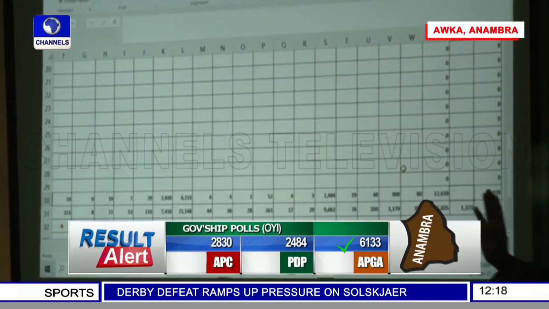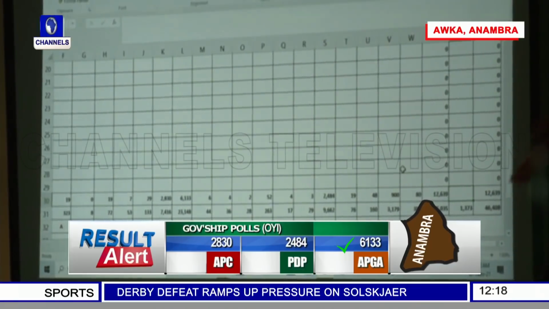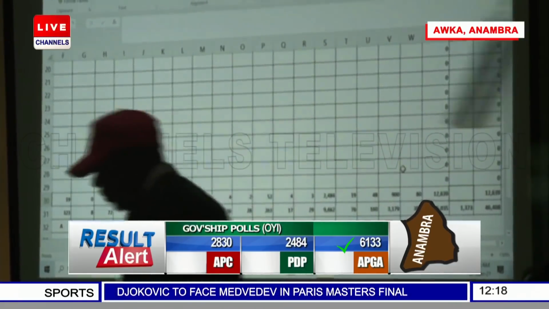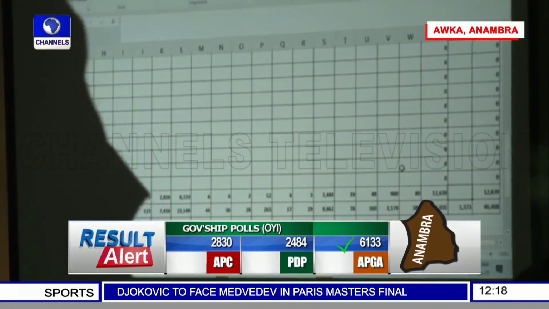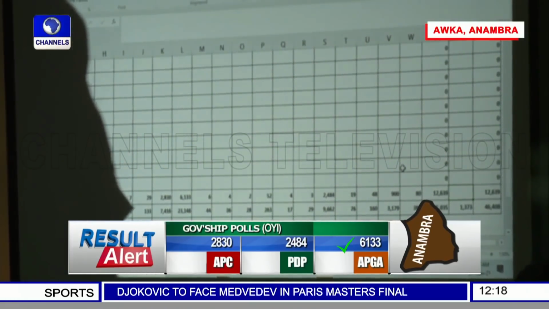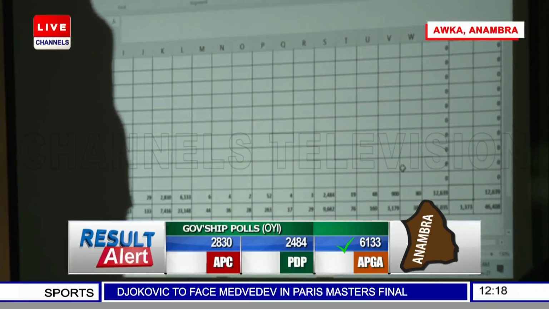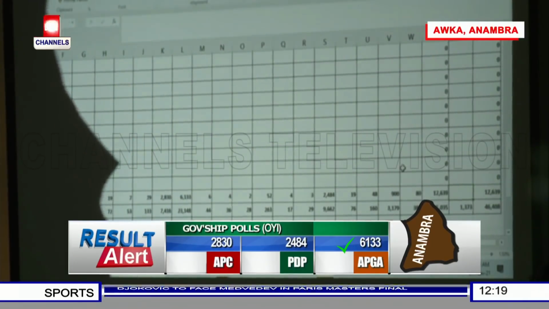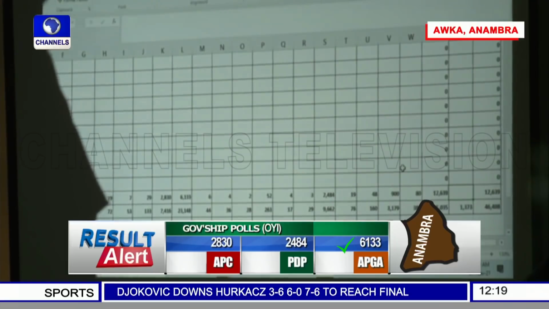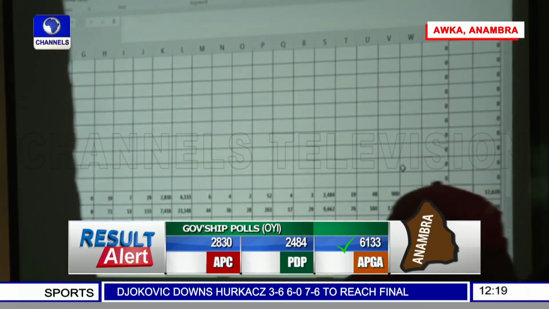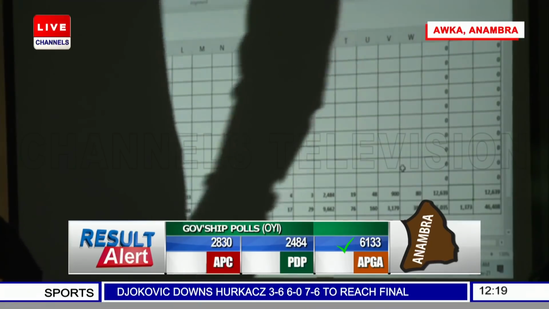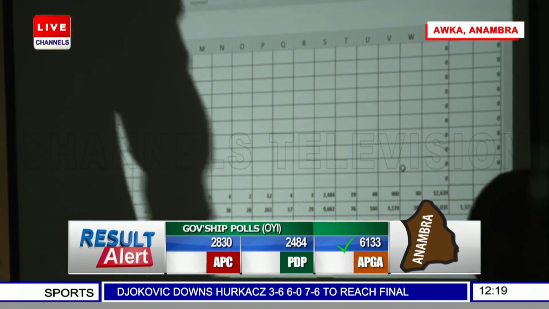We need to start afresh. The figures are not adding up. Please start afresh so that we can pick the right figure. Please, can you start all over? Just call it one party at a time, votes and parties.